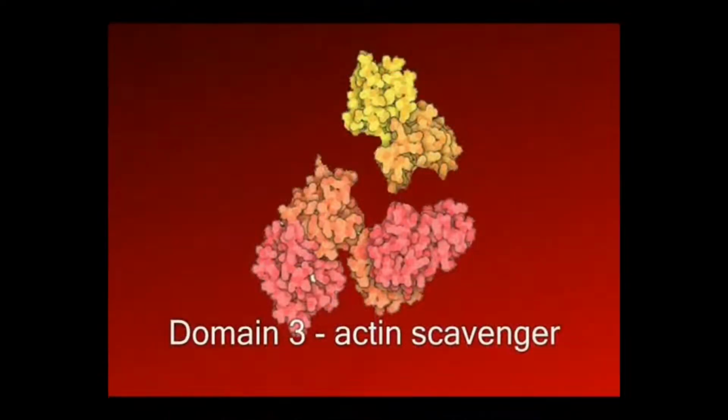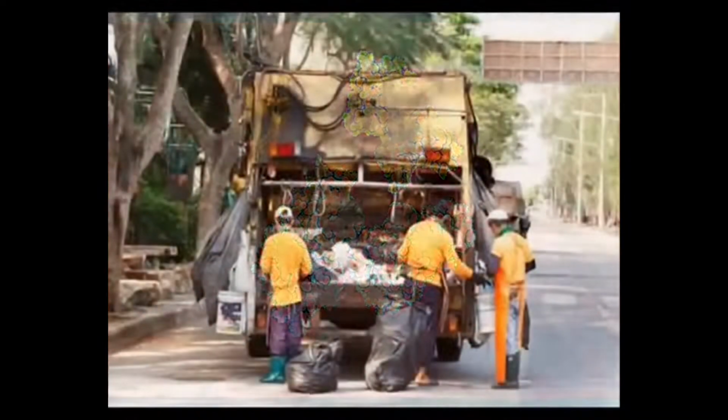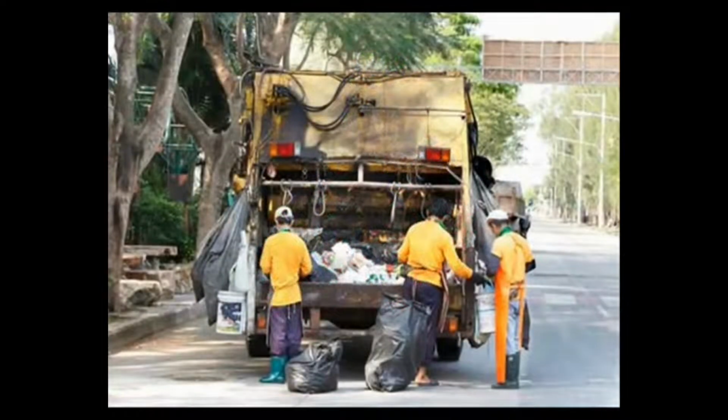Domain 3. Actin scavenger. The third domain on vitamin D transport protein is an important part of the plasma actin scavenger system and operates like a refuse collector, transporting toxins to the liver so that they can be eliminated from the body.